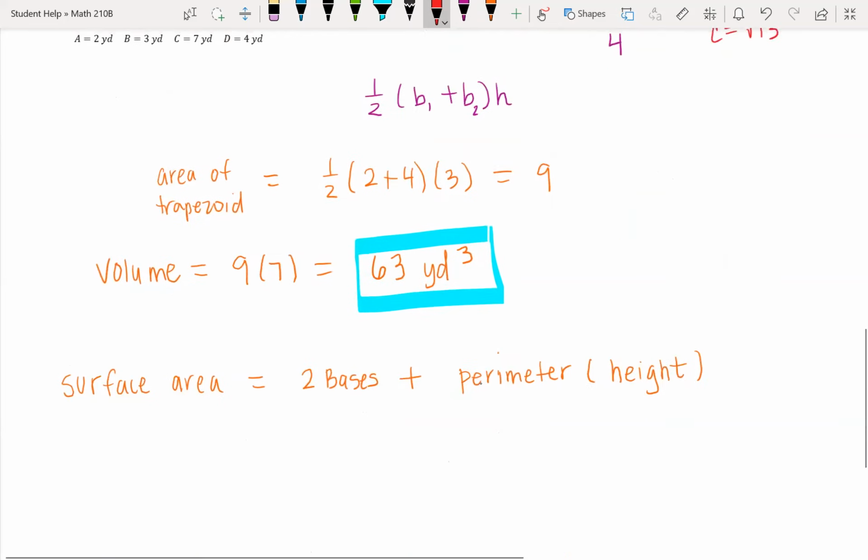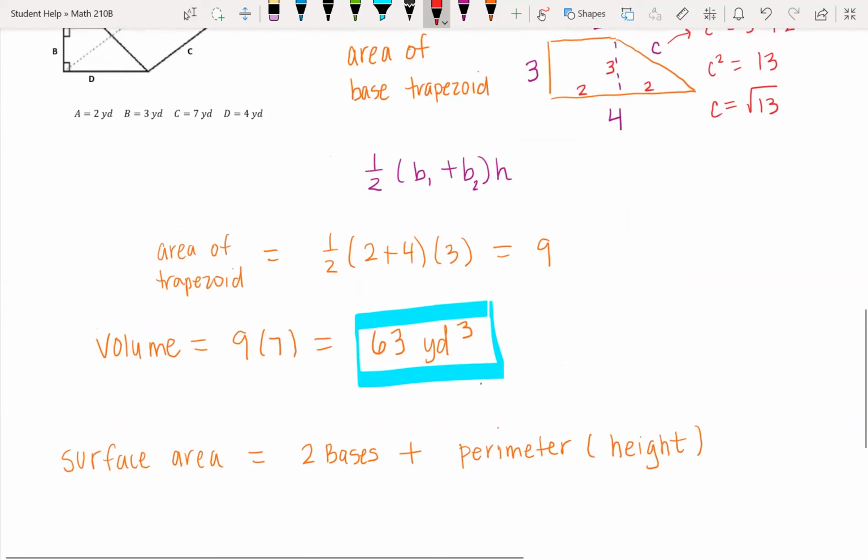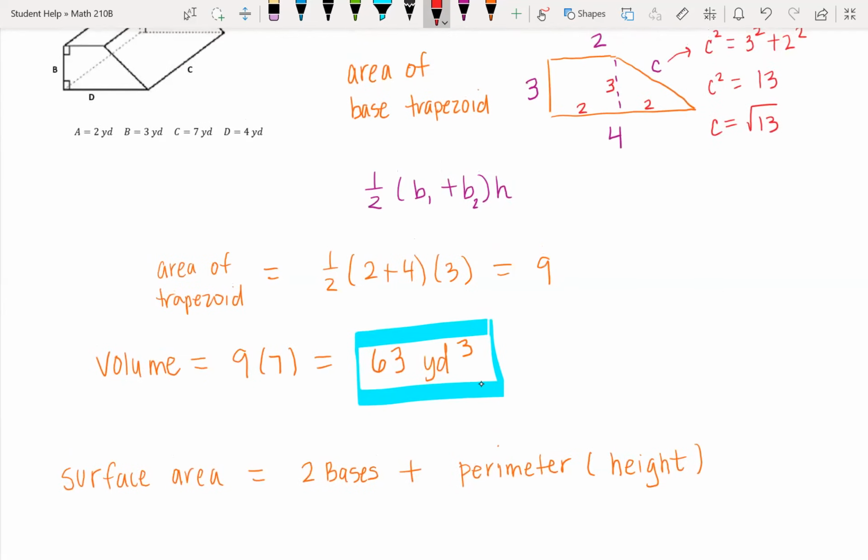So the perimeter of that shape is 3 plus 2 plus 4 plus the square root of 13. That's the distance around that trapezoid. And I'll multiply that by the height of the shape, which was 7. And then 2 bases, each base we said was 9, right? This is the base right here. So we have 2 times 9.